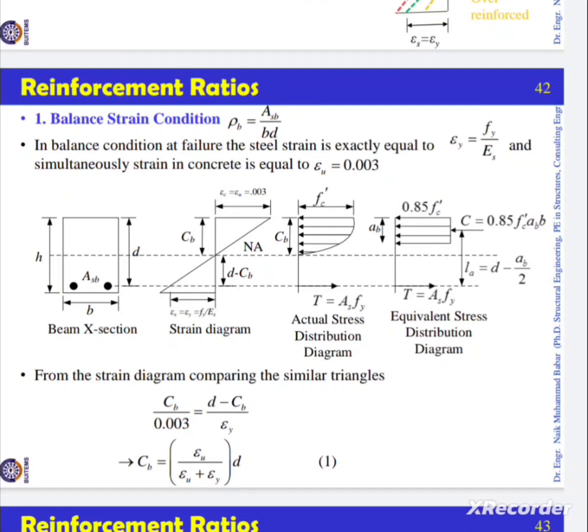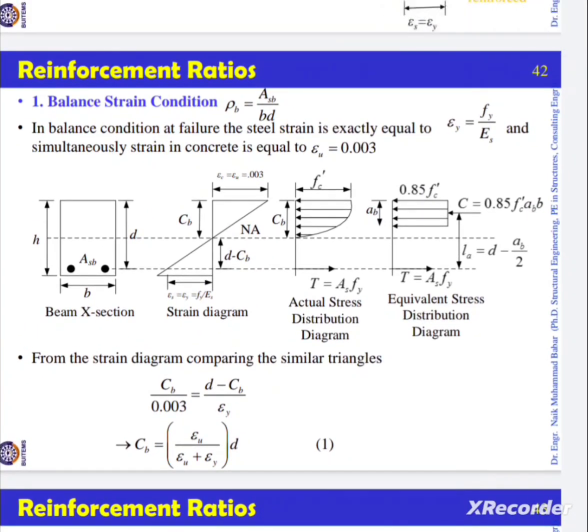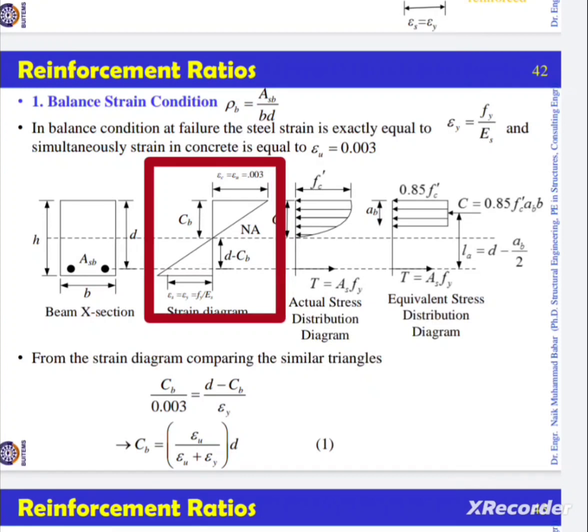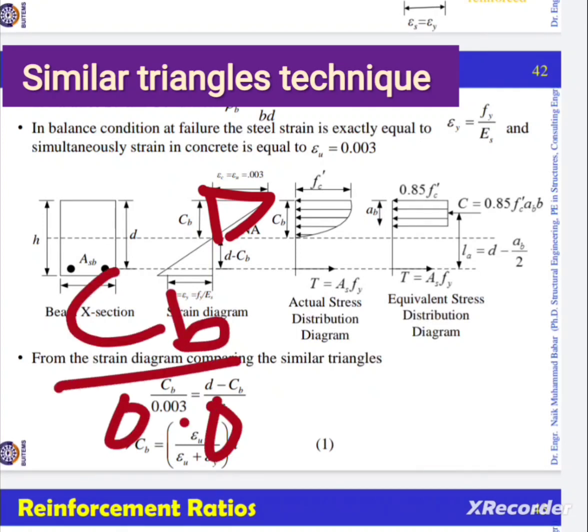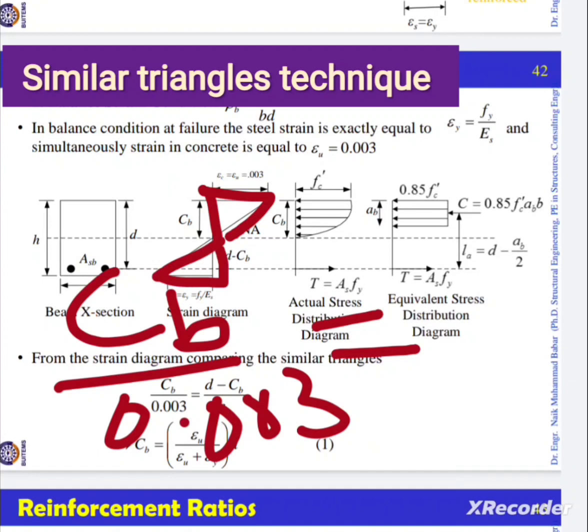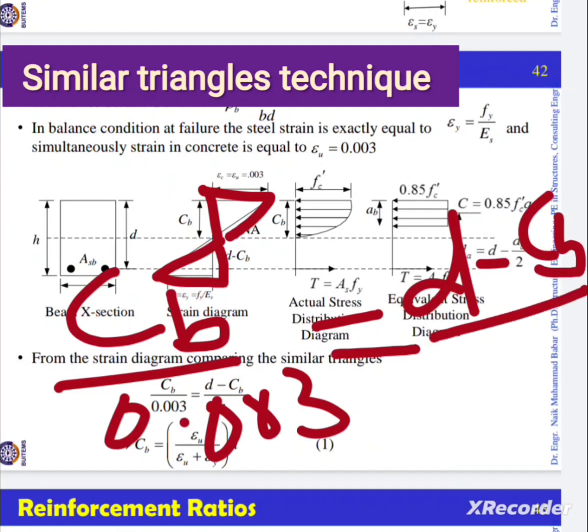Now I want to find the strain diagram. From the strain diagram I want to calculate CB, the distance. What will be the distance considering only this diagram? It has two triangles, so by using the similar triangle technique we can find these distances. First consider this triangle: the perpendicular divided by the base, so CB divided by 0.003 will be equal to, now consider the second triangle. The second triangle shows the perpendicular D minus CB divided by EY or ES.